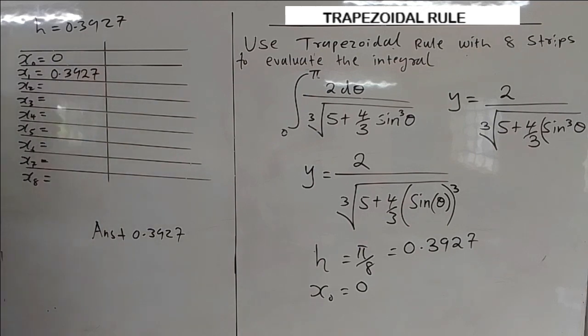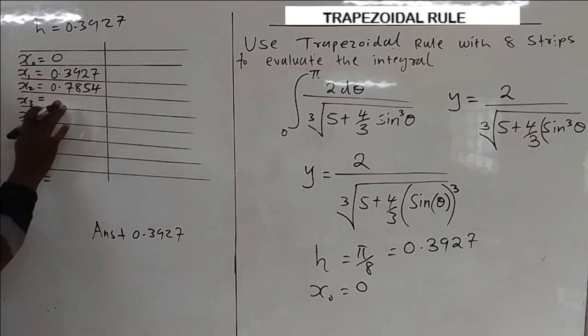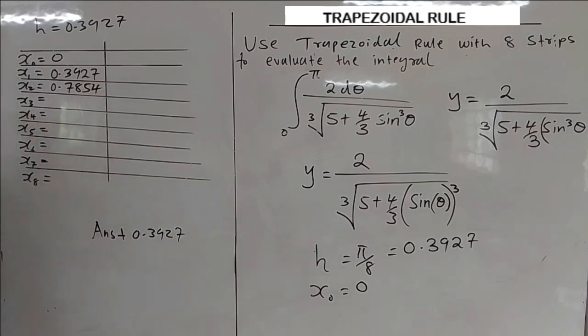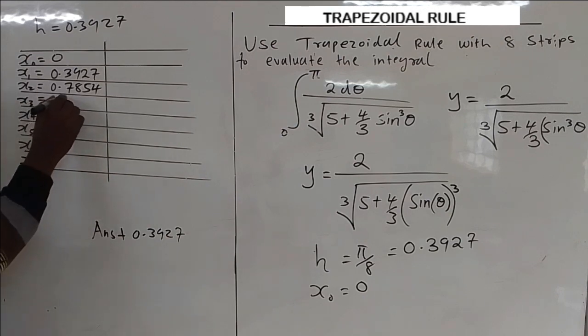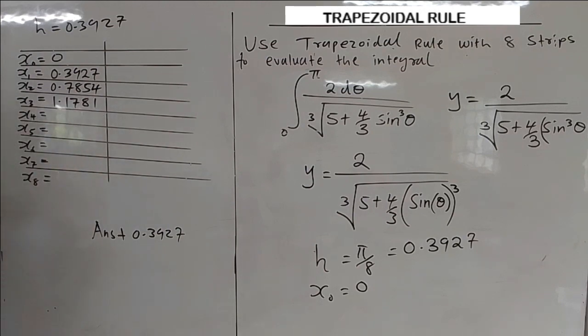0.3927. If you press equals again, it is now adding h automatically. Are you seeing that? Meaning if you press the equals sign, you get x2 on the spot: 0.7854. If you press equals, you get x3 on the spot, because it is answer plus h. It is adding h automatically. Are we together? And what do you get x3 to be? 1.1781.